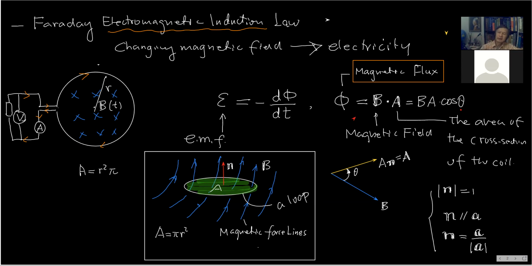So what is a flux? Flux, in this case, you have to work out this product. And actually, it should be the integration. Have you studied integration? Yes? Yeah. So basically, this is a simplified form in which we assume the magnetic field is uniform.